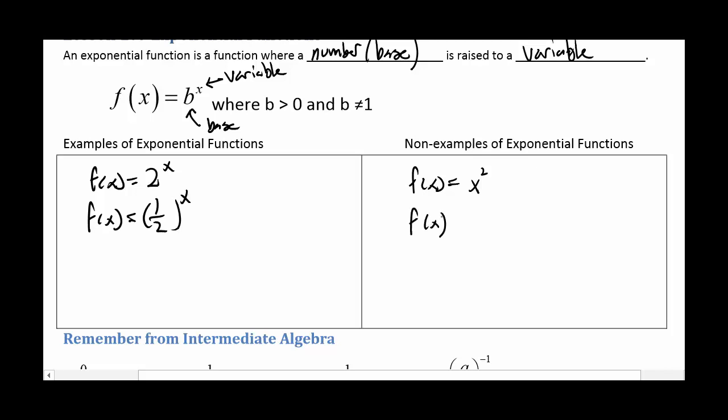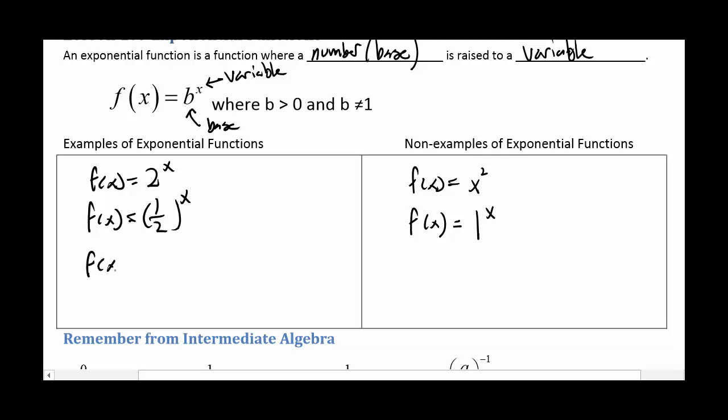Here, sort of a non-example, 1 raised to the x power. Even though the variable is in the exponent position, the base is 1. So what's 1 to any power? It's going to be 1, except at 0, in which case we have something else. So that doesn't really count as an exponential function.